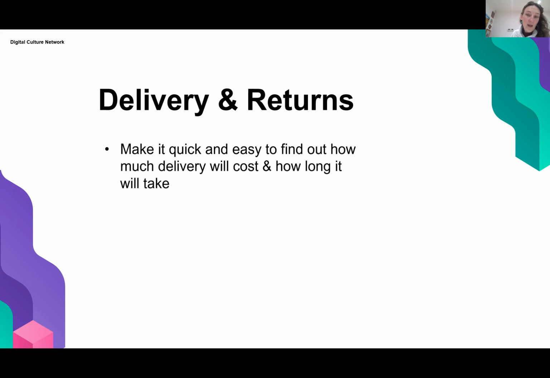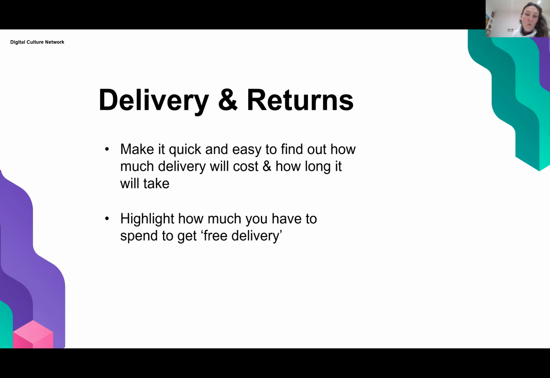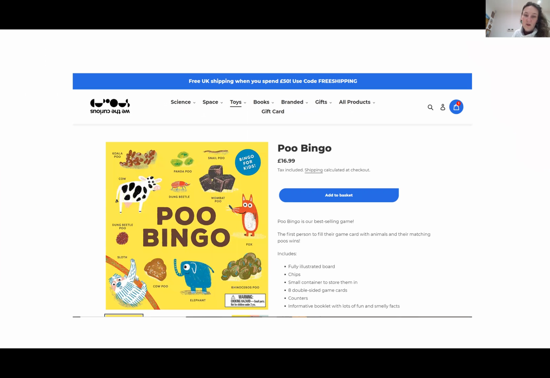We want to make it quick and easy for our customer to find out how much delivery will cost and how long it will take. We want to highlight how much you have to spend to get free delivery. And we want to clearly state our returns policy. So what might this look like?